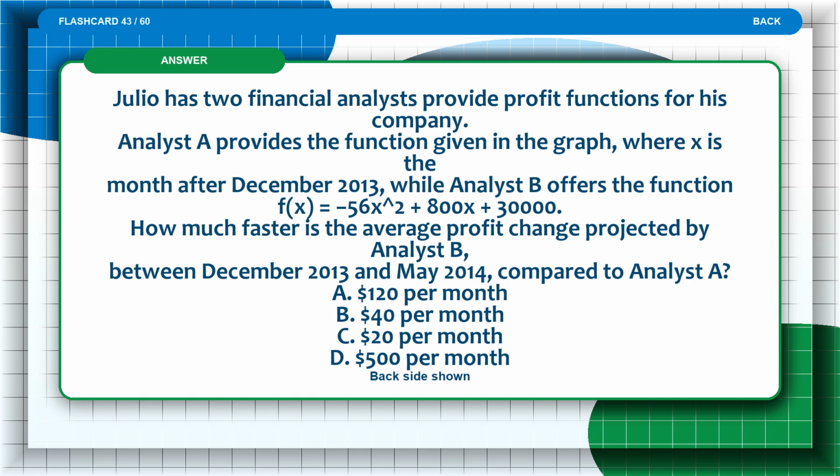The answer is: Julio has two financial analysts provide profit functions for his company. Analyst A provides the function given in the graph, where x is the month after December 2013, while Analyst B offers the function f(x) = -56x² + 800x + 30,000. How much faster is the average profit change projected by Analyst B between December 2013 and May 2014, compared to Analyst A? A. $120 per month, B. $40 per month, C. $20 per month, D. $500 per month.